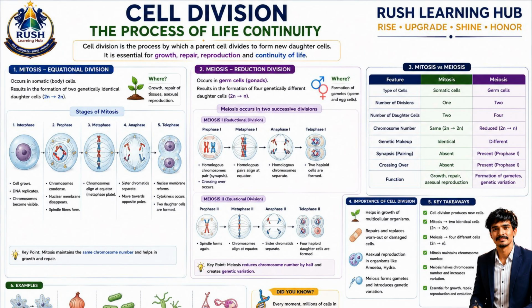Now let us discuss an important NCERT activity involving the onion root tip. Scientists often study cell division using onion root tips because cells in the root tip divide rapidly. When a stained onion root tip is observed under a microscope, different stages of mitosis can be clearly seen. This experiment provides direct evidence of cell division in living tissues. Students should remember this activity because it is commonly asked in practical examinations.